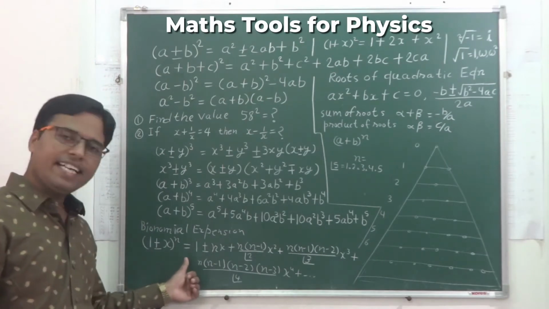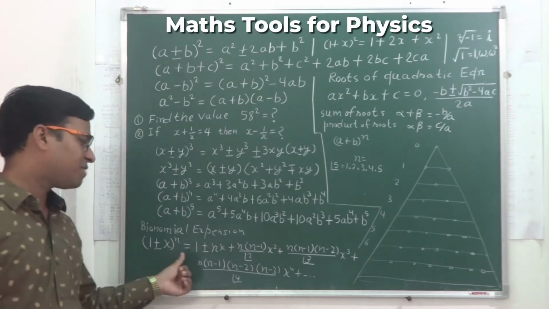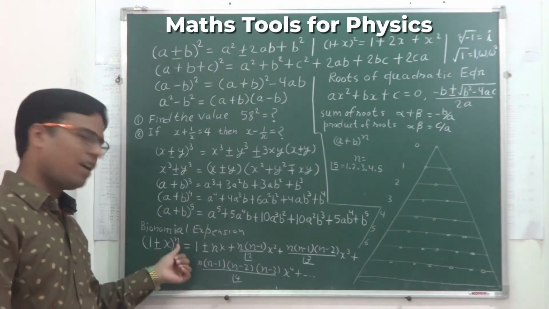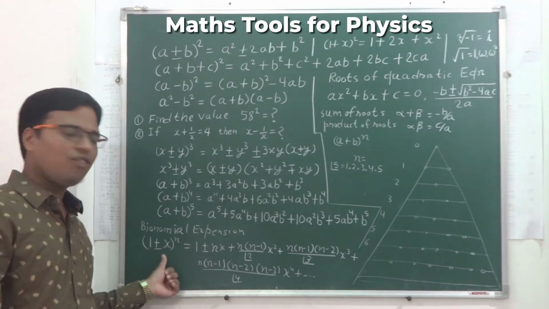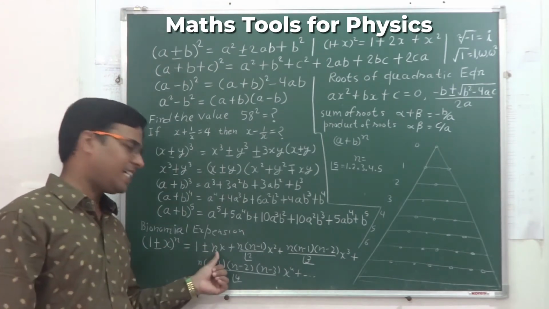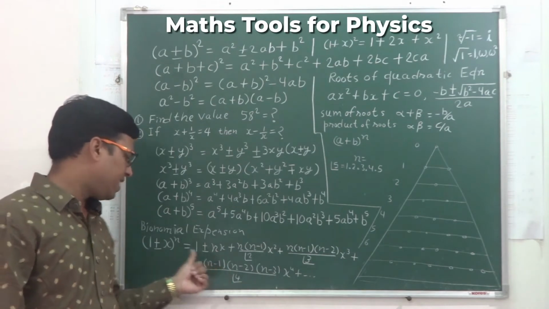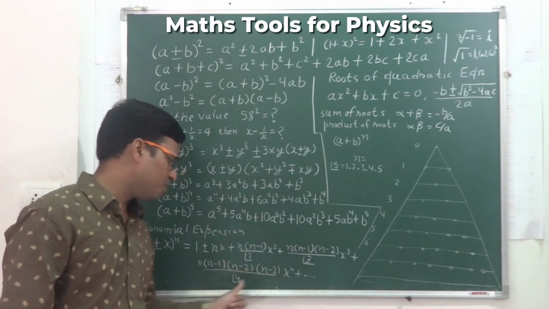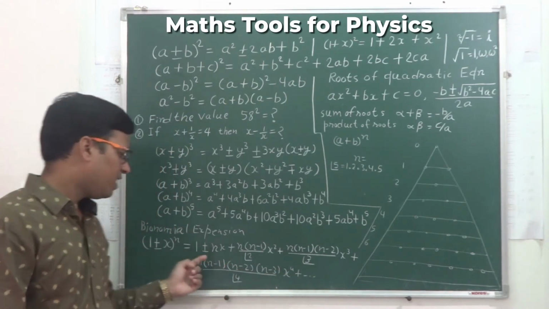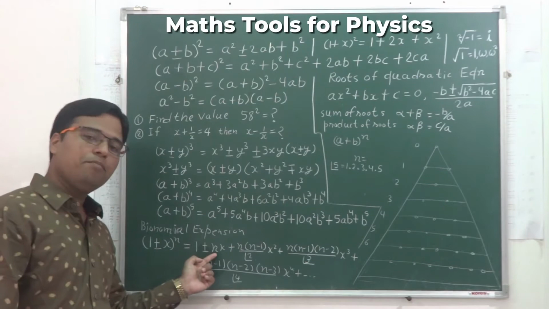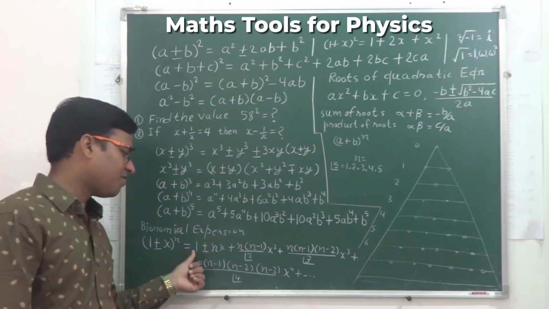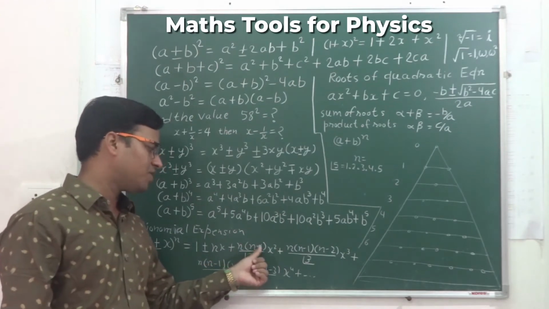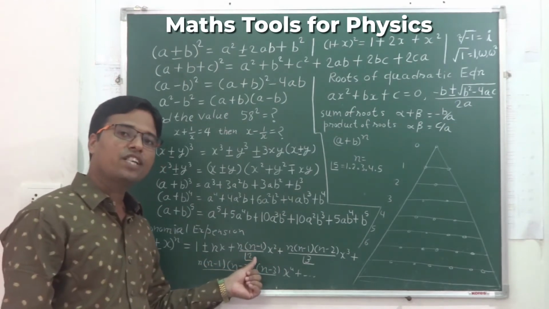Now, the formula: (1 plus x) power n would be equal to 1 plus nx. n is the power of this binomial. So 1 plus nx. The x power will increase further: x square, x cube, x power 4. And the multiplication factor would be here 1, then here n, then here n times (n minus 1) upon 2 factorial. What is factorial here?